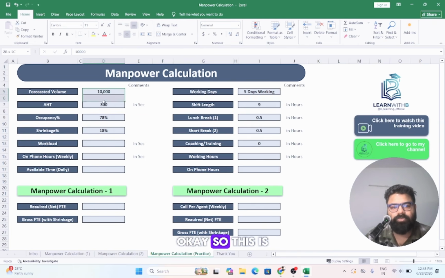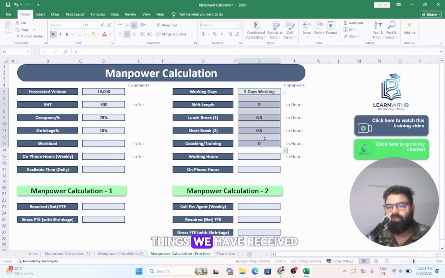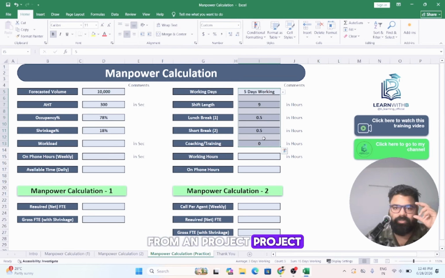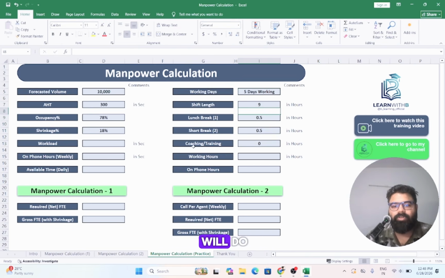This is the metric that we required in advance, and these are the things we have received from a project. So what we will do is calculate the working hours. I told you how to calculate working hours, so you can use this file for your practice.